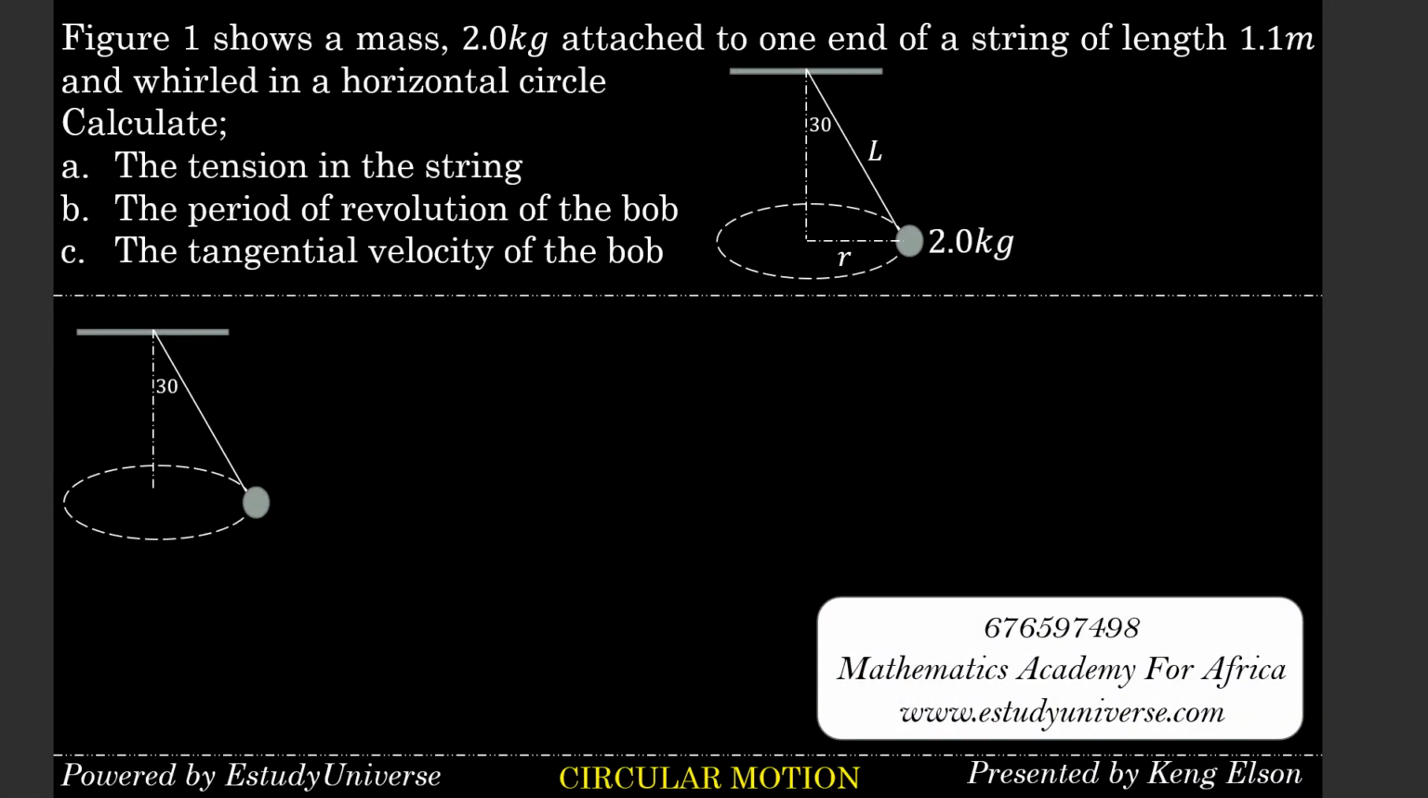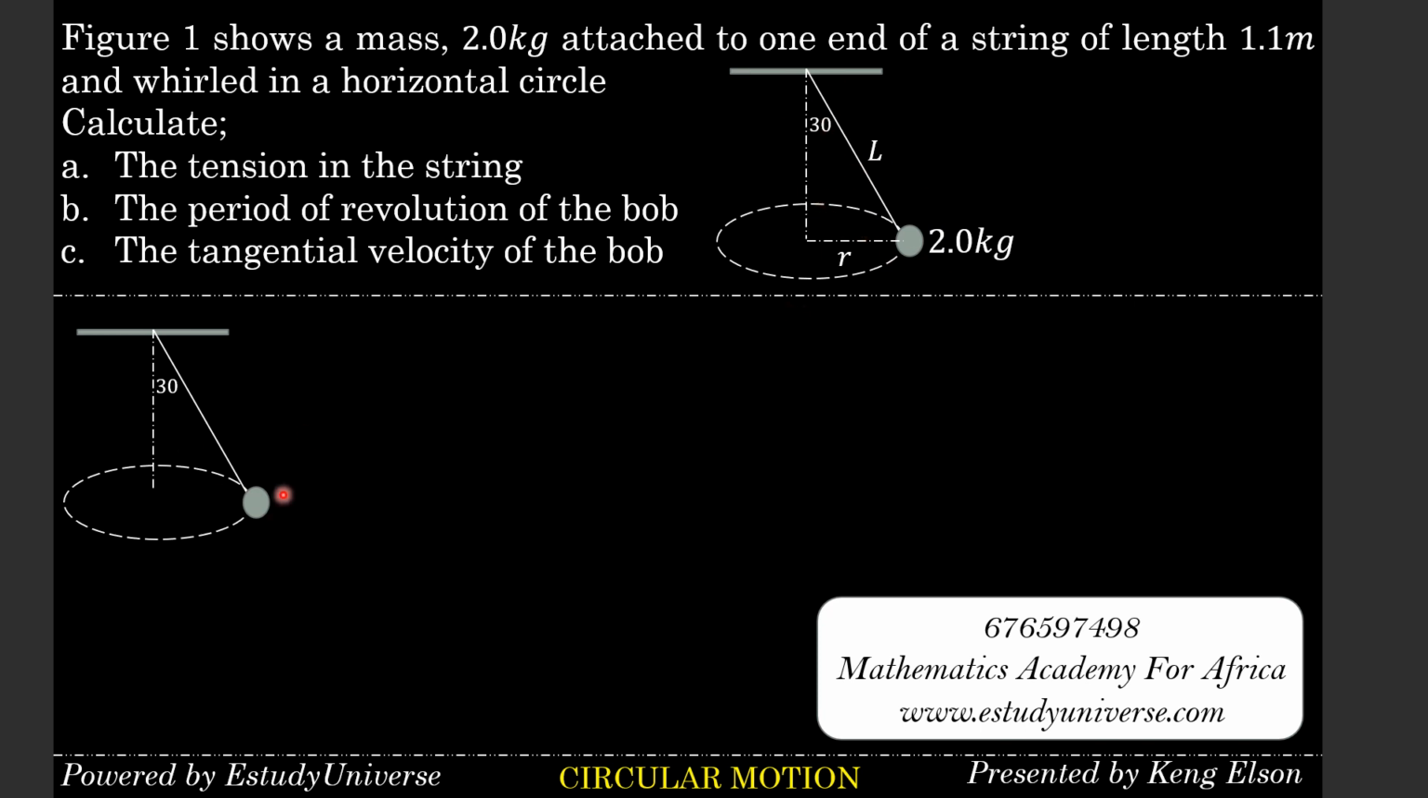Alright, so the question reads, figure 1 shows a mass of 2 kg attached to one end of a string of length 1.1 meter and wheeled in a horizontal circle. Calculate A, the tension in the string, B, the period of revolution of the bob, and C, the tangential velocity of the bob. So here is a diagram displaying what is happening.